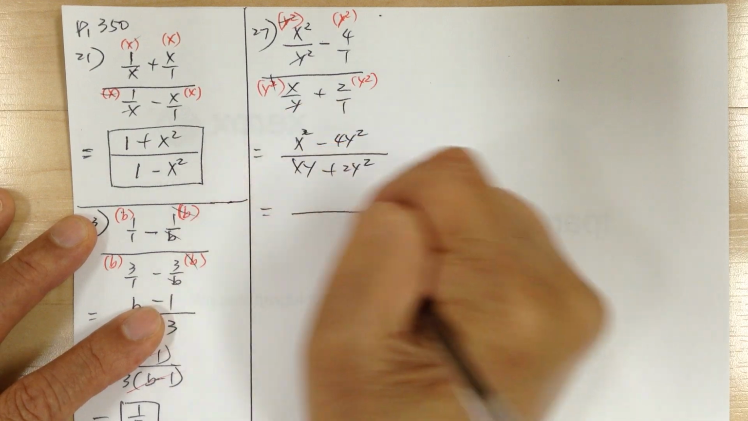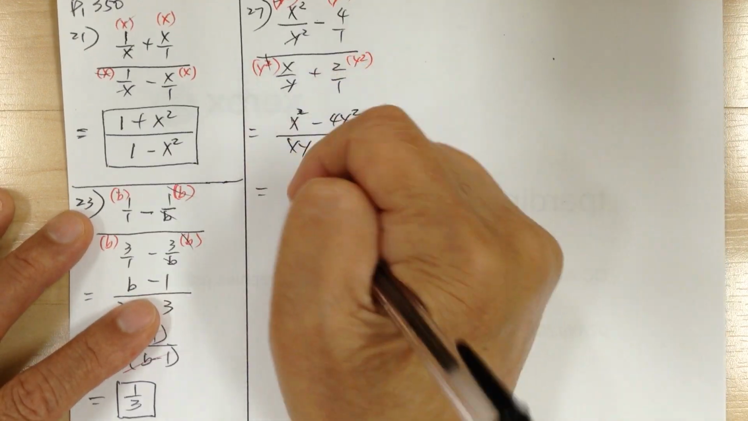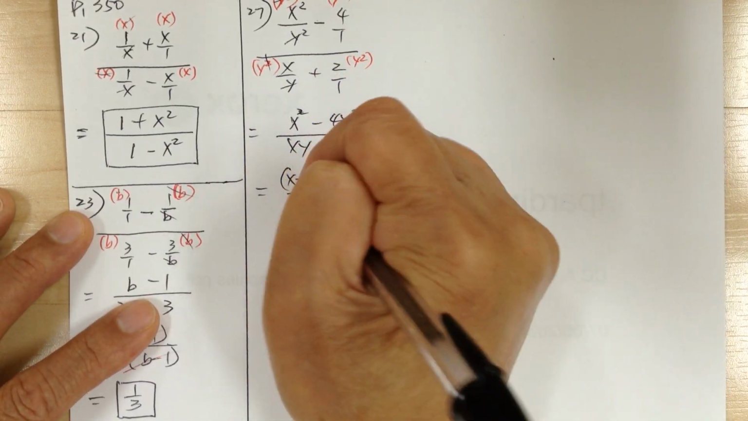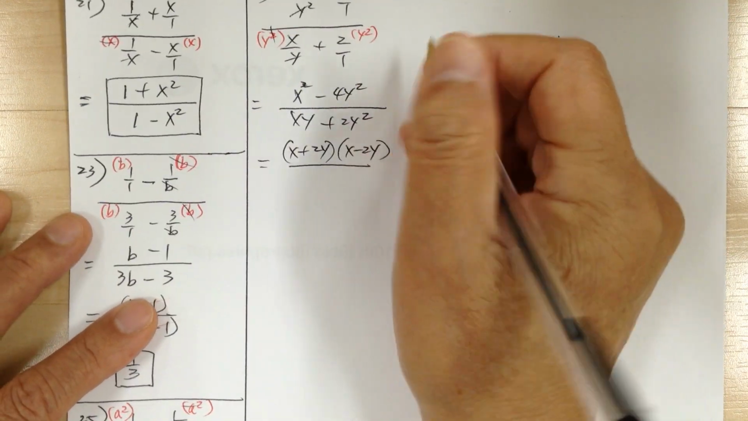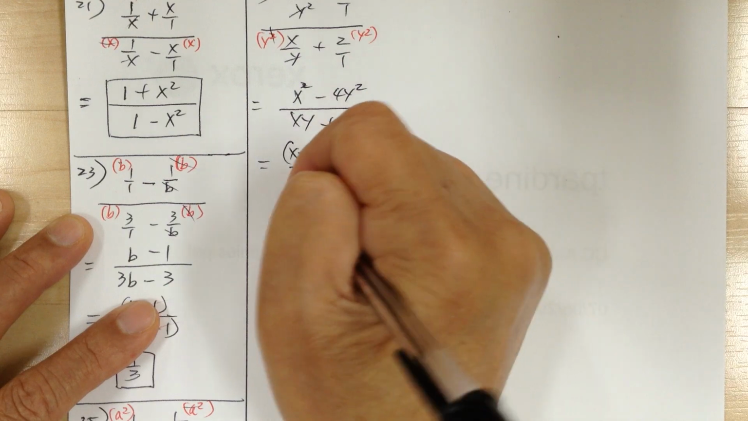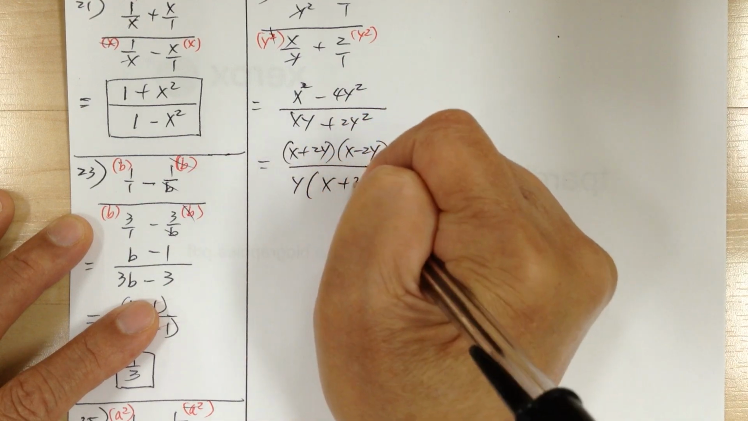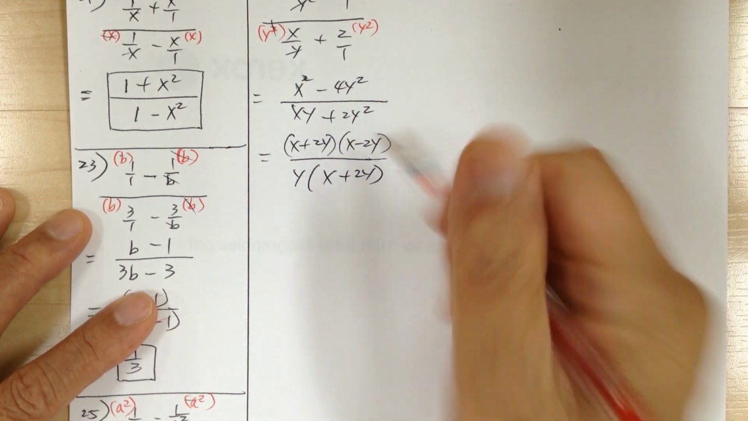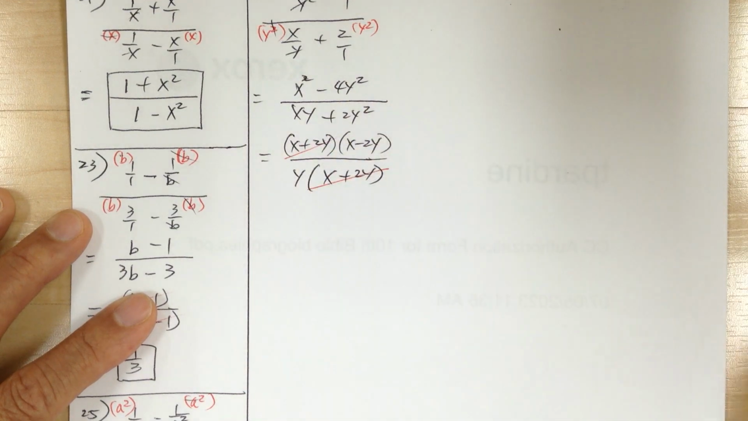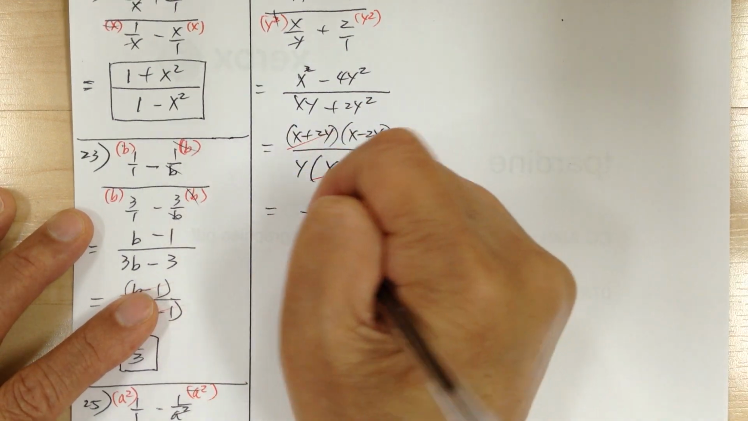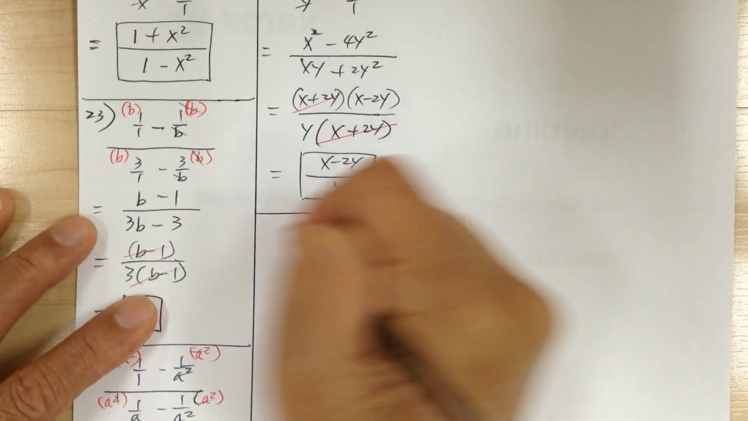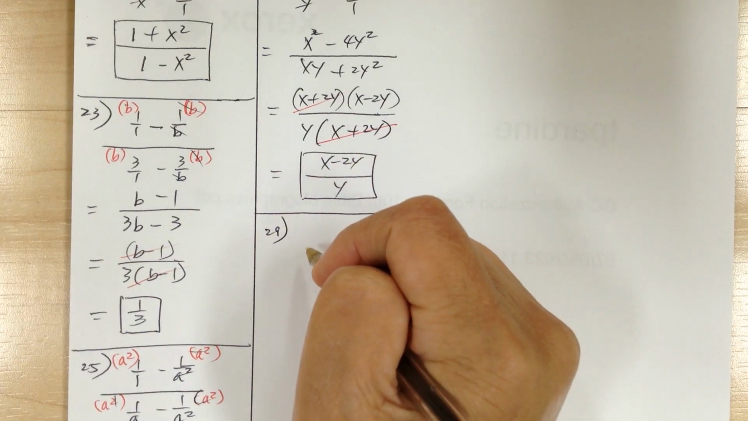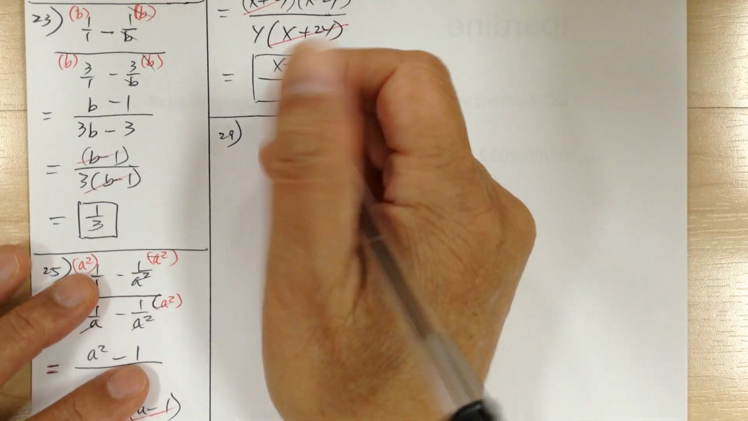Okay, then after that you have to factor everything, so this is just step 2a. So it would be (x plus 2y)(x minus 2y). Right, that's just step 2a. On the bottom is step 1, so factor out the y, so you get x plus 2y. And the x plus 2y will cancel out, and so this will equal x minus 2y over y. Okay, let's go to the next one, 29.